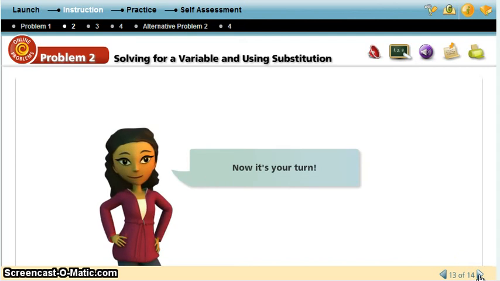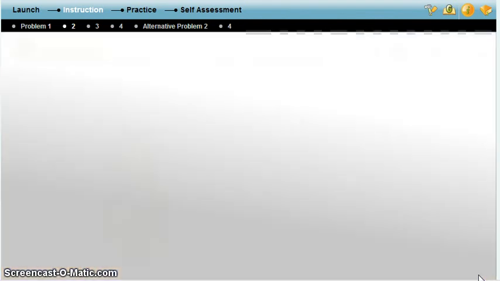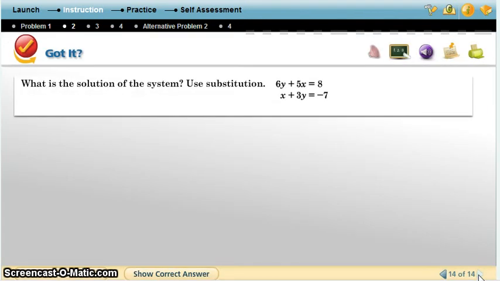Now it's your turn. Okay, so just like she explained in that last example, you have two equations here and neither of them are solved for a variable. You don't have x equals something or y equals something. So basically what you do, what she did, is find the variable with a coefficient of 1 or -1 if possible, and then solve for that variable.